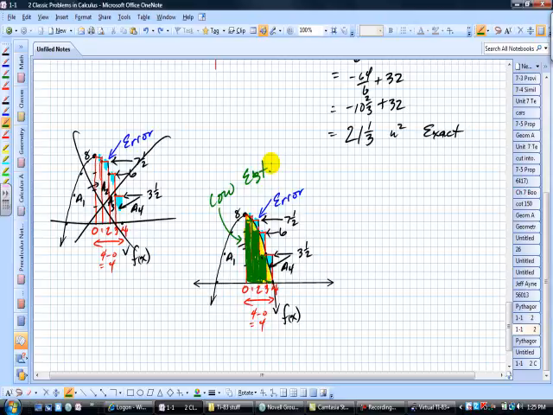So it matters. Okay, that's what I'm saying. It matters how many rectangles you use, and it matters whether you come in from the left or from the right. And it also matters on the slope of the curve, which determines the type of error or the type of estimate that you're going to get.